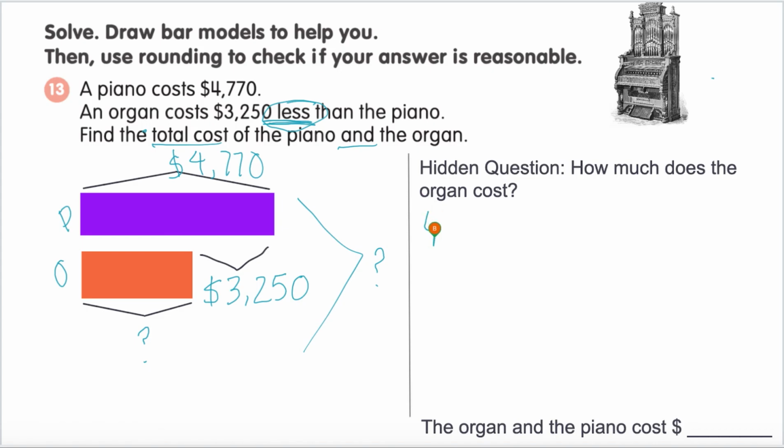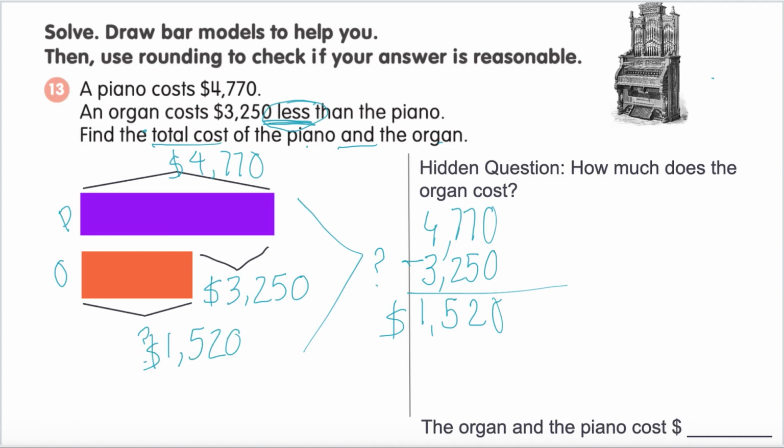So far, I only know that it costs less. I can use subtraction to help me figure out the value of the organ before I calculate the piano and the organ in all. I want to use subtraction because I can see in my model I'm finding a smaller value. 1,520. Now this is the value for not how much in all, but how much the organ costs.